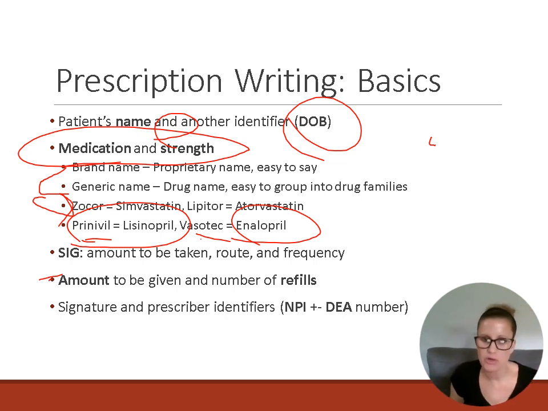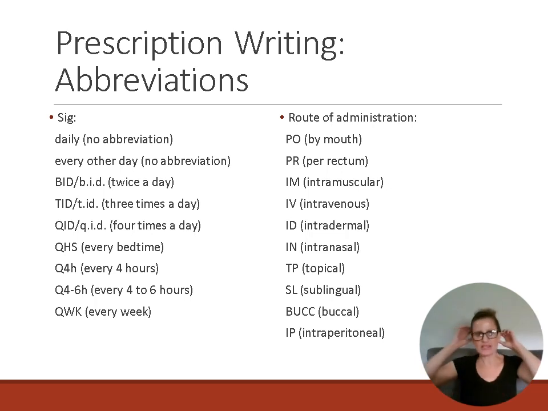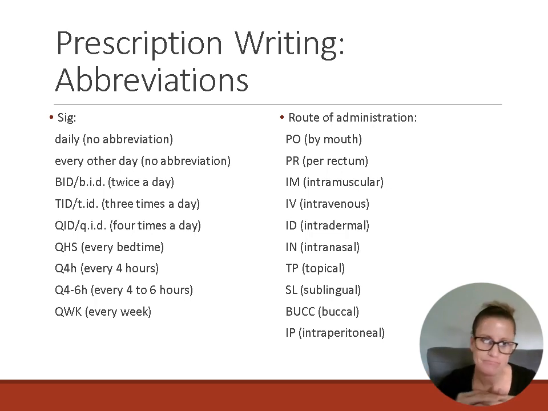And then your signature and all your identifiers: NPI number, and if it's controlled, your DEA number. Here are some common prescription abbreviations. Now that there's so much electronic prescribing, you don't necessarily use these as much, but here are some common abbreviations.